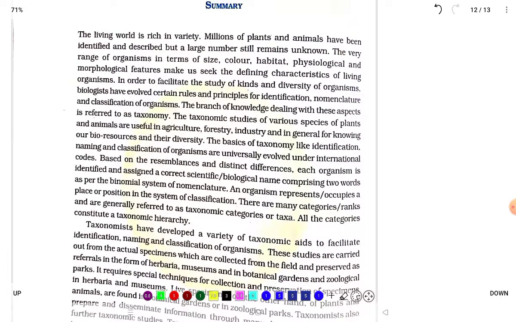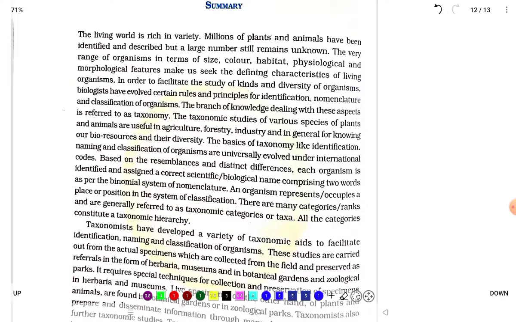Summary of the lesson. The living world is rich in variety. Millions of plants and animals have been identified and described, but a large number still remains unknown. The very range of organisms in terms of size, color, habitat, physiological and morphological features make us seek the defining characteristic of living organisms. In order to facilitate the study of kinds and diversity of organisms, biologists have evolved certain rules and principles of identification, nomenclature, and classification of organisms.